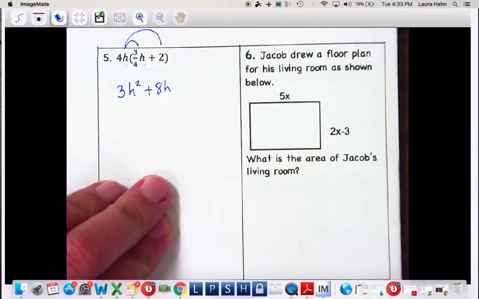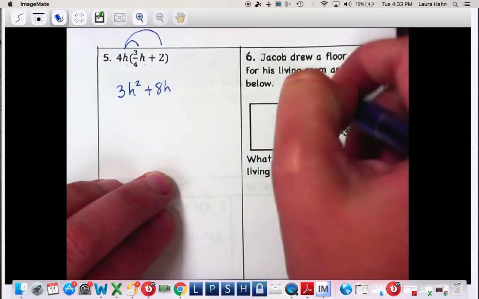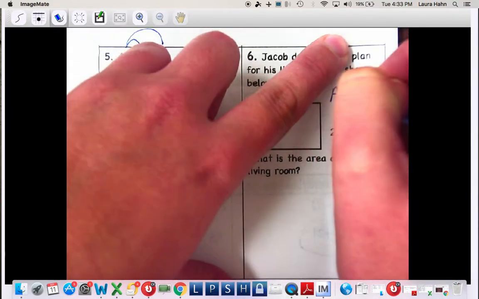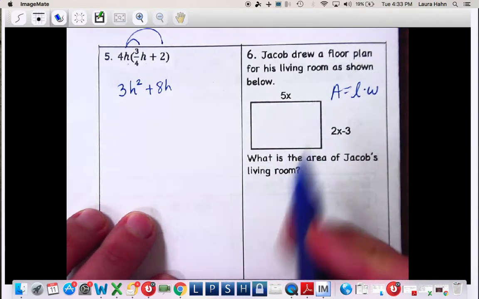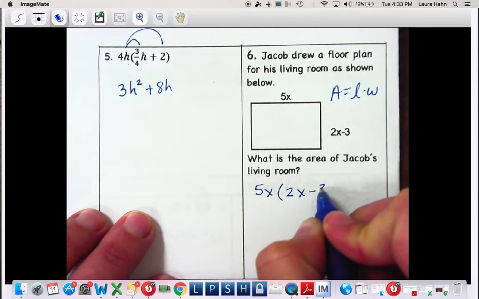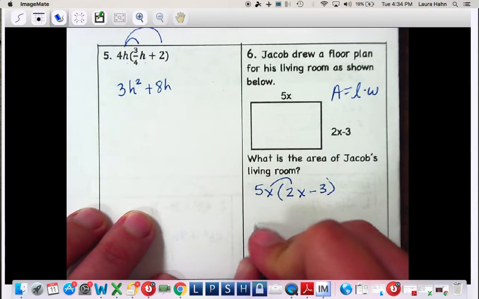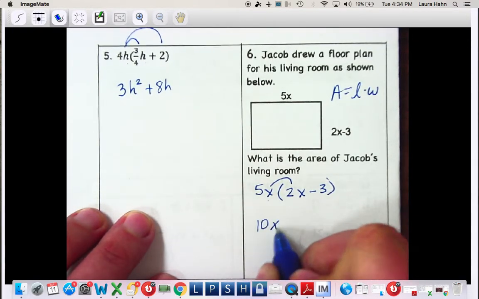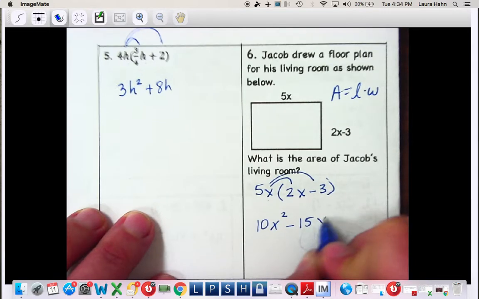All right, 6. Jacob drew a floor plan for his living room as shown below. What is the area? Remember, area equals length times width. So I need to take these two and multiply them together. So I'm going to start with 5x, and I'm going to multiply it by 2x minus 3. All right, so 5x times 2x. Like I said, I like to do numbers first. 5 times 2 is 10. X times x is x squared. All right, 5x times negative 3. It's going to give me a negative 15x.